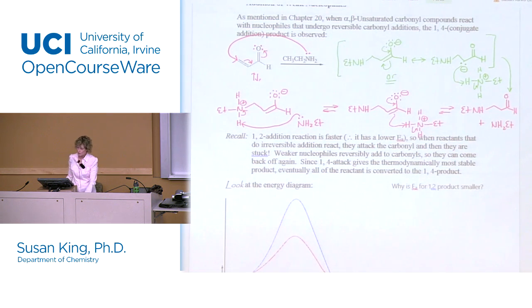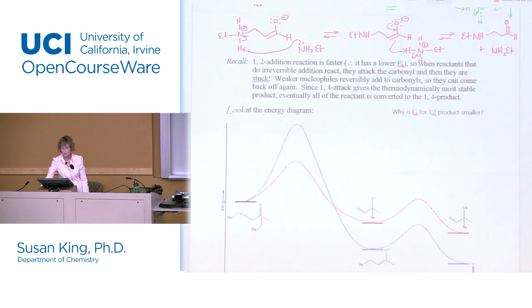Okay, so recall 1,2 addition is faster, has a lower energy of activation. When reactants that do irreversible addition react, they attack the carbonyl and then are stuck. Weaker nucleophiles reversibly add so they can come back off again, and some of the time the molecules are going to have enough energy to overcome the higher energy barrier and do 1,4 addition. So you can see right here, this is 1,2. There's the energy of activation for the 1,2 addition. It is smaller, so it's a faster reaction. EA for 1,2 addition.